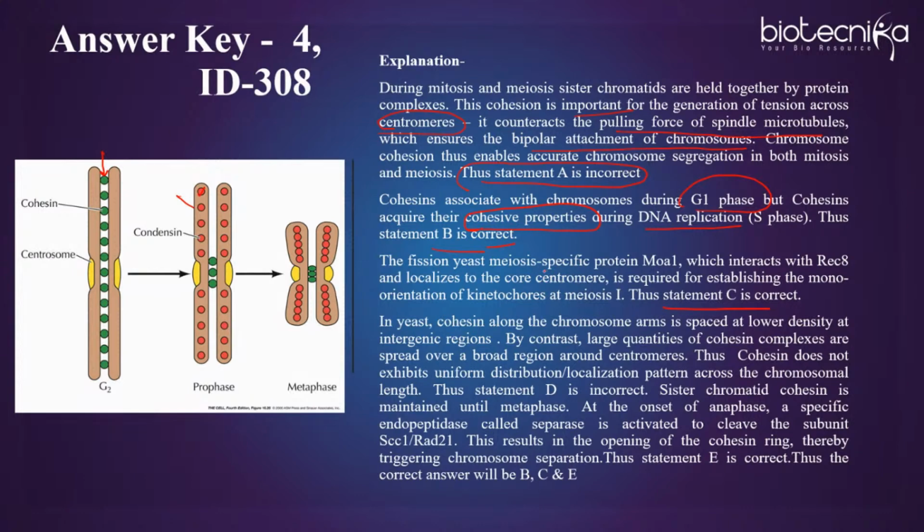So in fission yeast, the meiosis-specific protein MOA1 interacts with REC8 and localizes to the core centromere. So it is required for establishing the orientation of kinetochores. So kinetochores are oriented at one side, right? It is not that everywhere they are present like this, no, right?